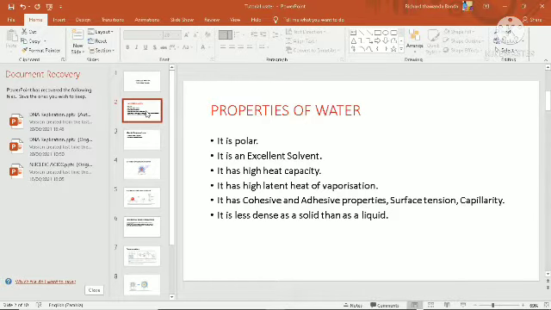These are that water is polar. It is an excellent solvent. It has a high heat capacity. It has a high latent heat of vaporization. It has cohesive and adhesive properties, and it is less dense as a solid than as a liquid. It is these properties that make water essential for life. And so now let's talk about the individual properties of water.